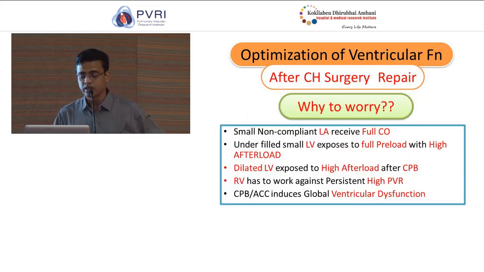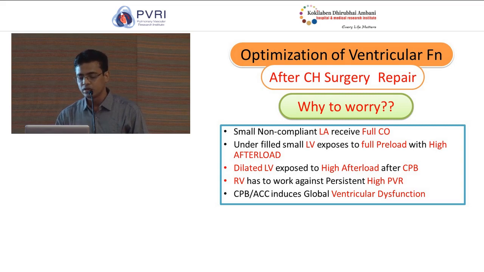Coming to the optimization of ventricular function, after surgery, in a few cases there is a non-compliant LA which will receive the full cardiac output. An underfilled LV is exposed to the full preload with high afterload. A dilated LV is exposed to the high afterload after surgery, and sometimes the RV has to work directly against high PVR, and global ventricular function is also hampered after cross clamp. These are the reasons ventricular dysfunction happens after surgery, which will usually affect the pulmonary vascular resistance.